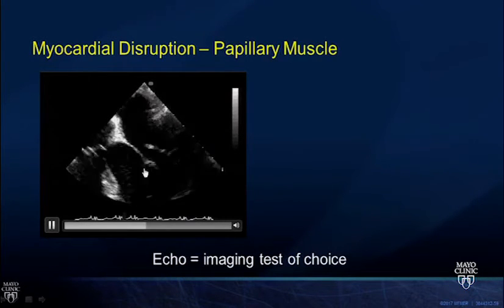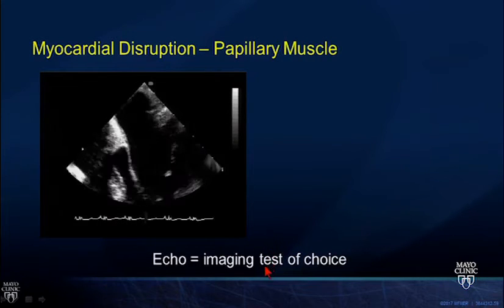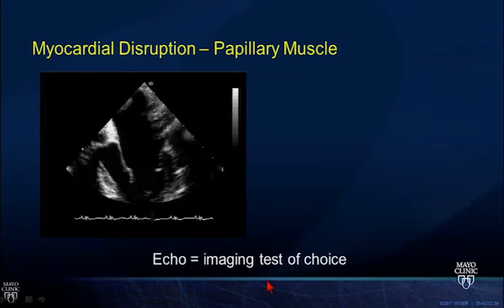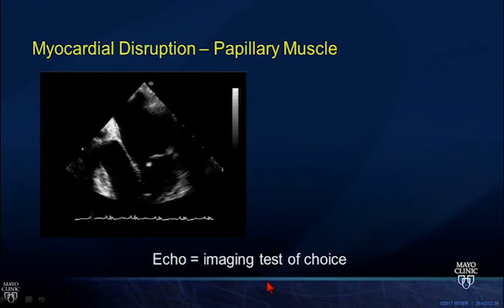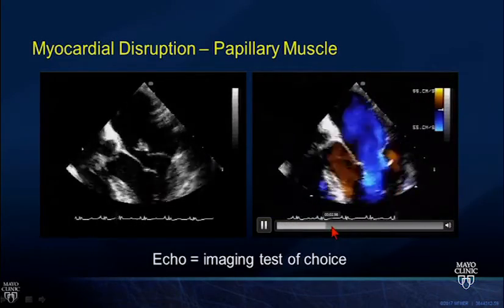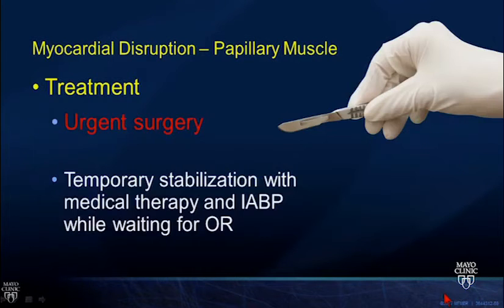We see here the left atrium and mitral valve, and you can see that there's a papillary muscle attached to that posterior mitral leaflet that's just flinging back into the left atrium with each systole. No surprise, when we put color Doppler on this, we have torrential mitral regurgitation. Would not be surprised if this patient did not have a murmur.